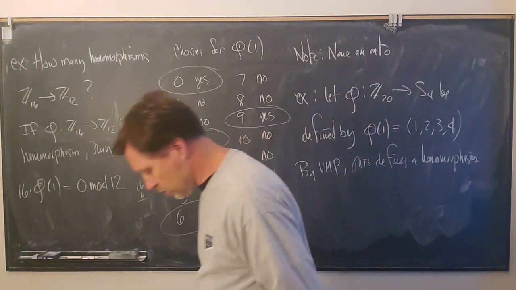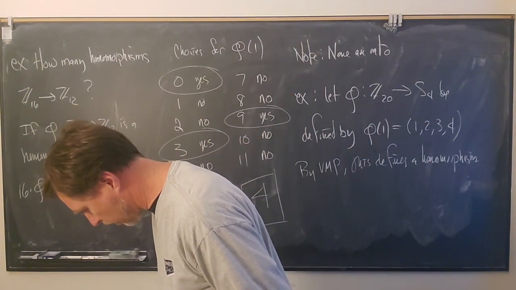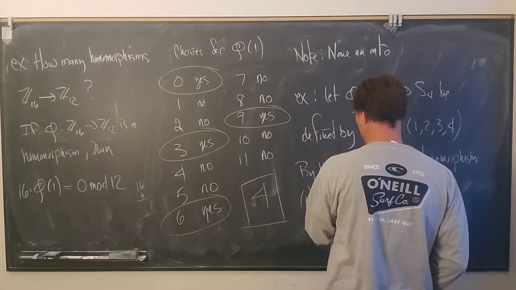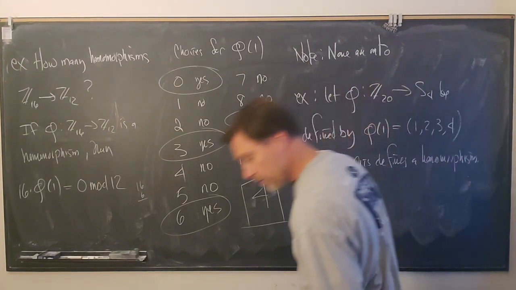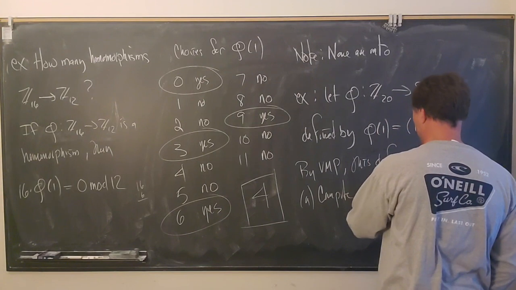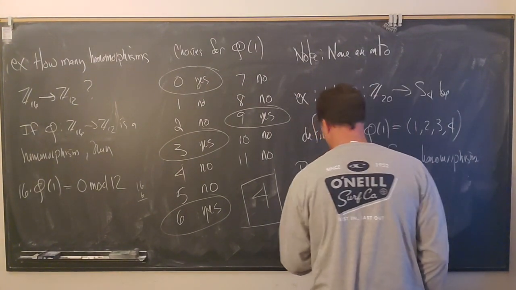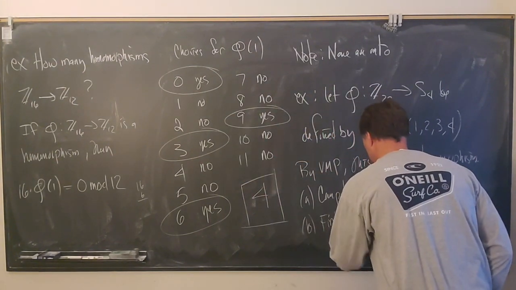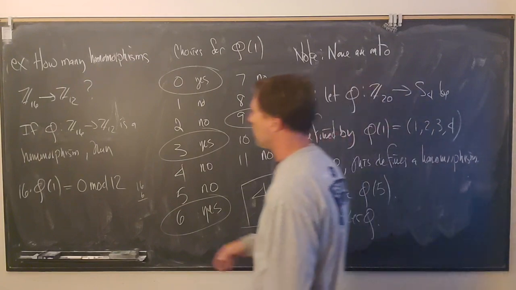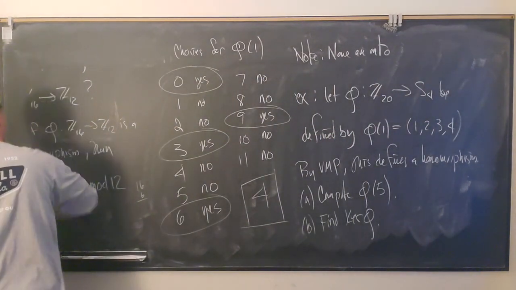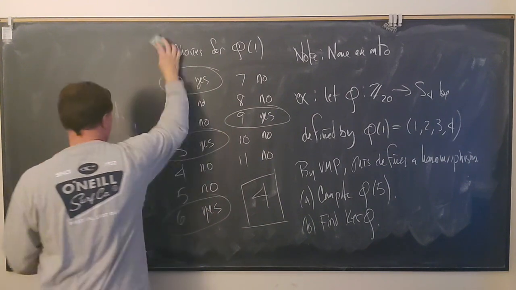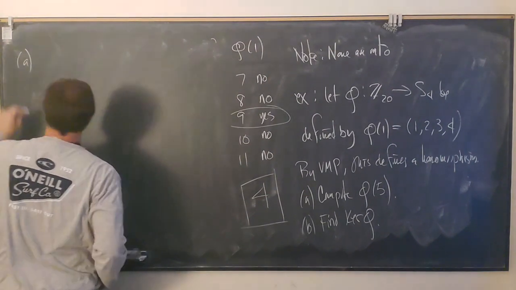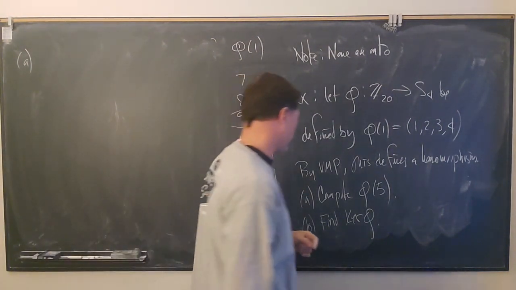And now what I'd like to do is a couple of parts. Part A, I want to compute phi of 5. And part B, I want to find the kernel of phi. So part A, compute phi of 5.